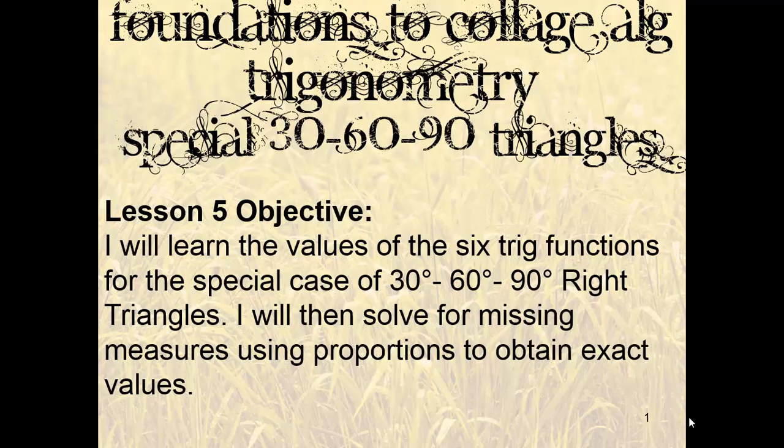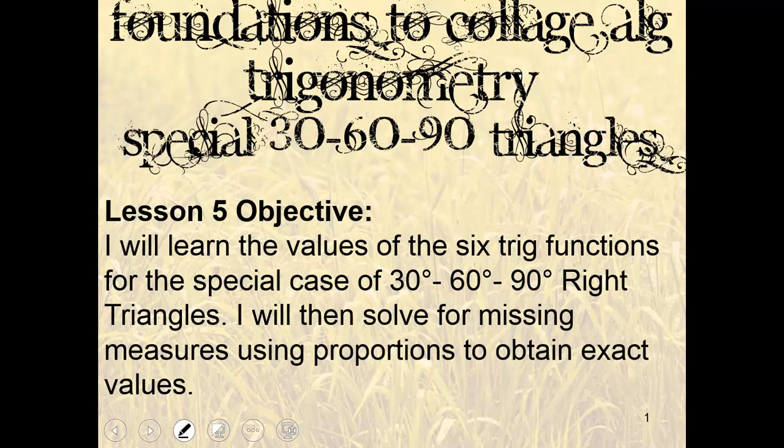These ratios that we're going to develop hold for every 30, 60, 90 triangle in the entire universe. It doesn't matter what size they are. So it's really kind of neat. So anyway, let's get started. We're going to solve for missing measures. We're going to be back in proportions. I'm going to compare a technique using proportions to what we did a couple days ago using the calculator.